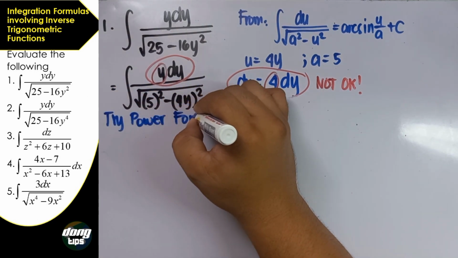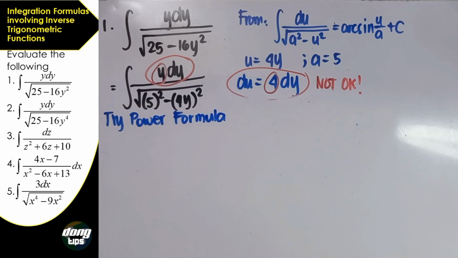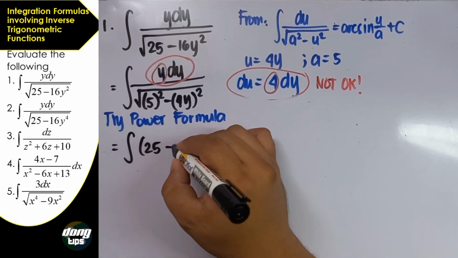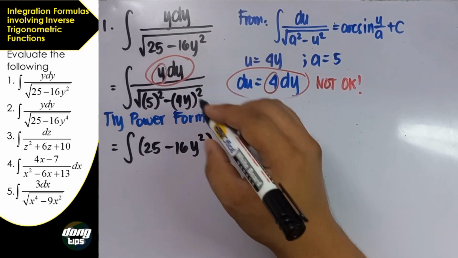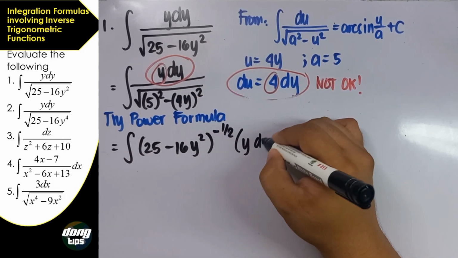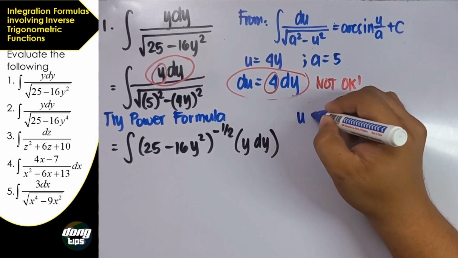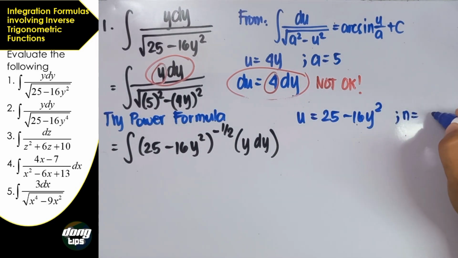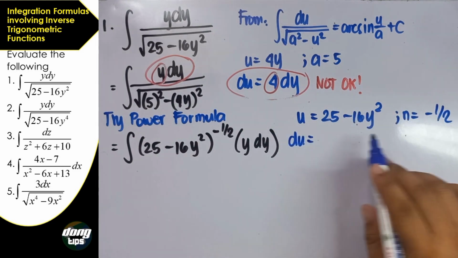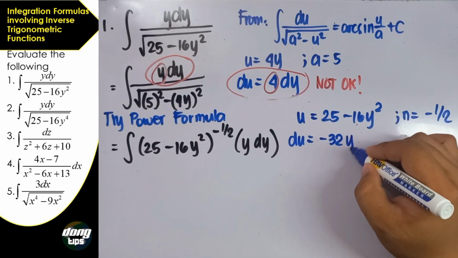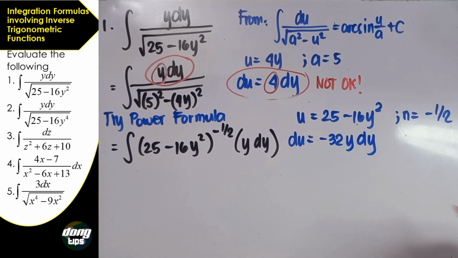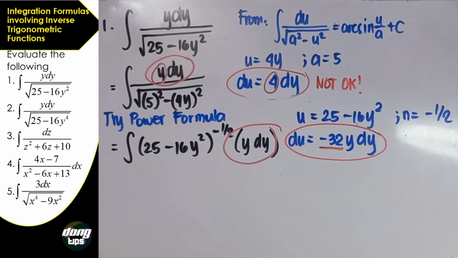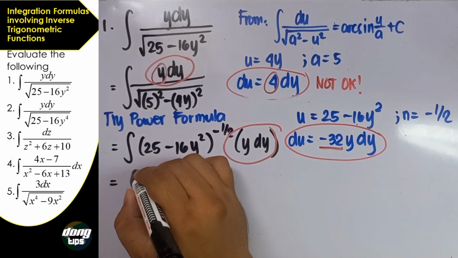Since the denominator is in radical, maybe we can use the power formula. Transform the integrand into this. And we have our u equals 25 minus 16y squared and n equals negative 1/2. The derivative of u should be negative 32y dy. Compare to the given, they only differ with the numerical coefficient. It means we can modify the derivative.